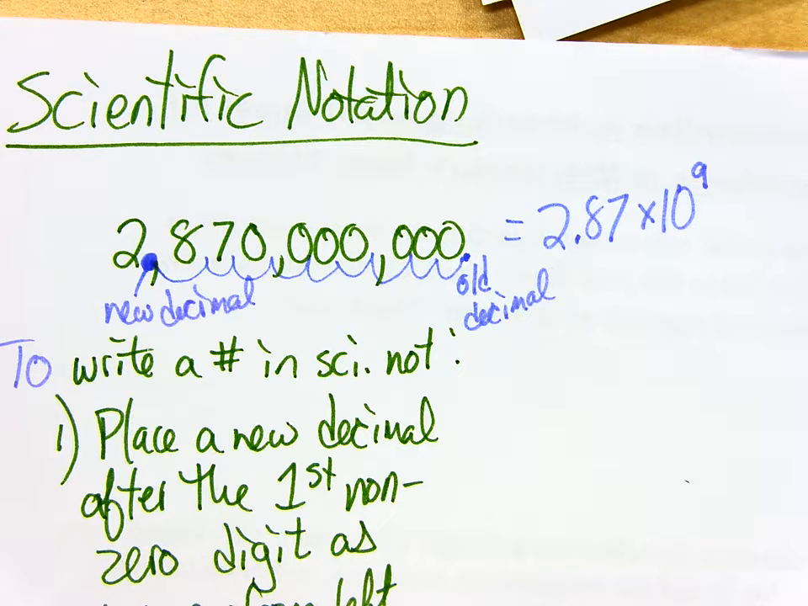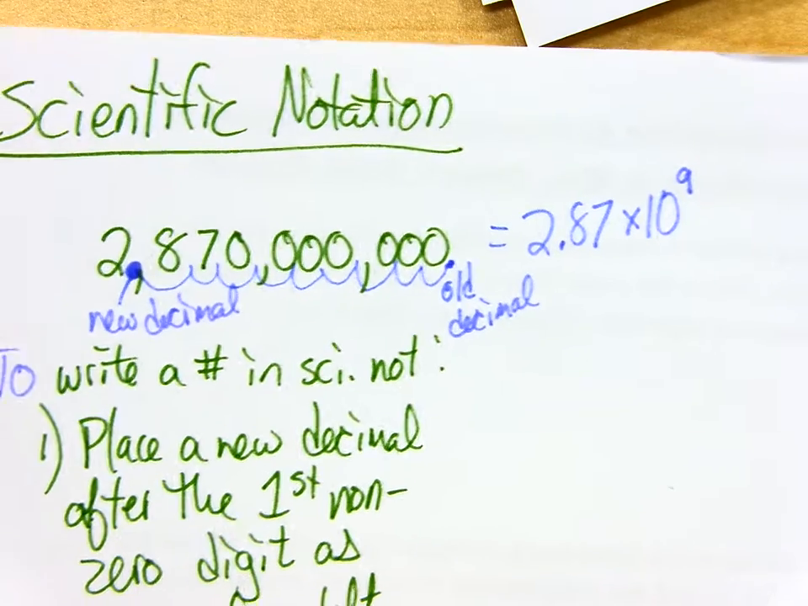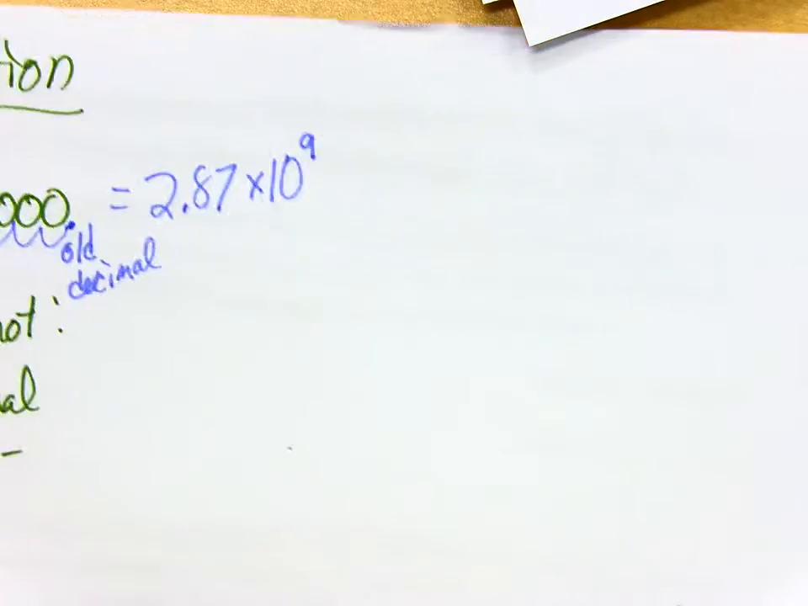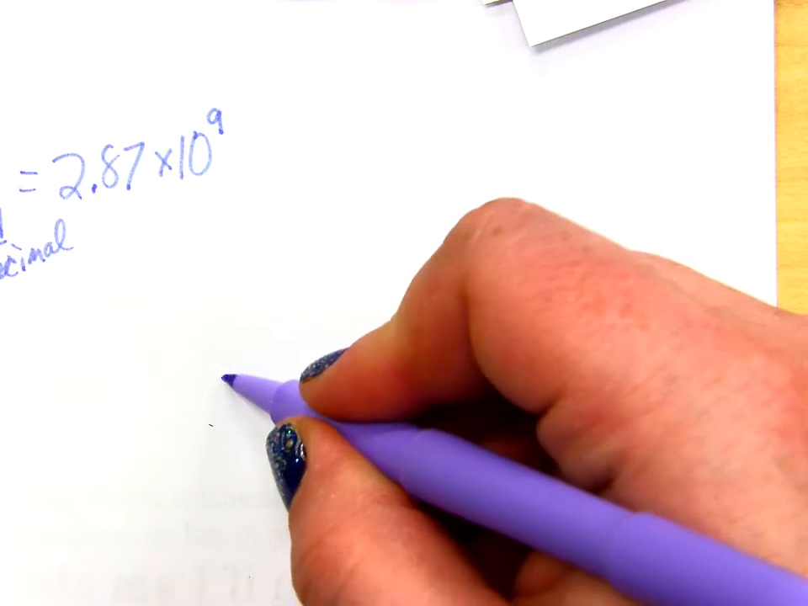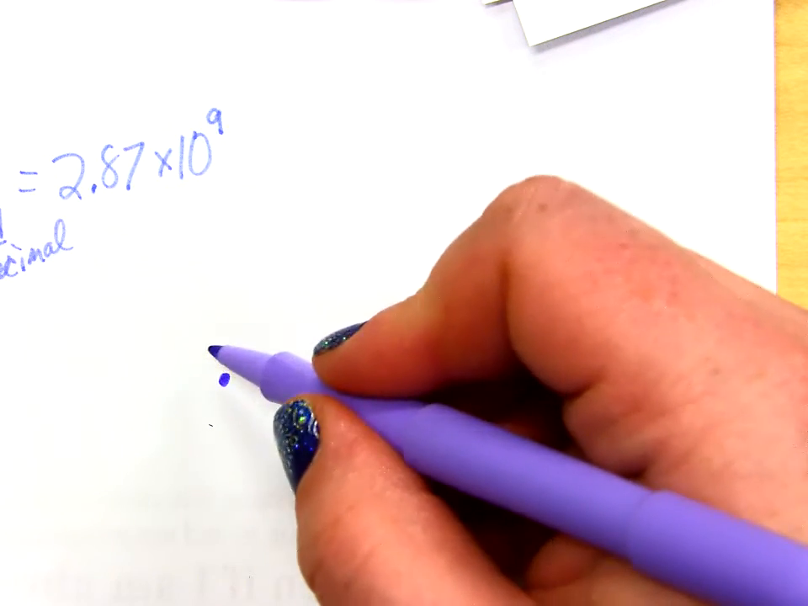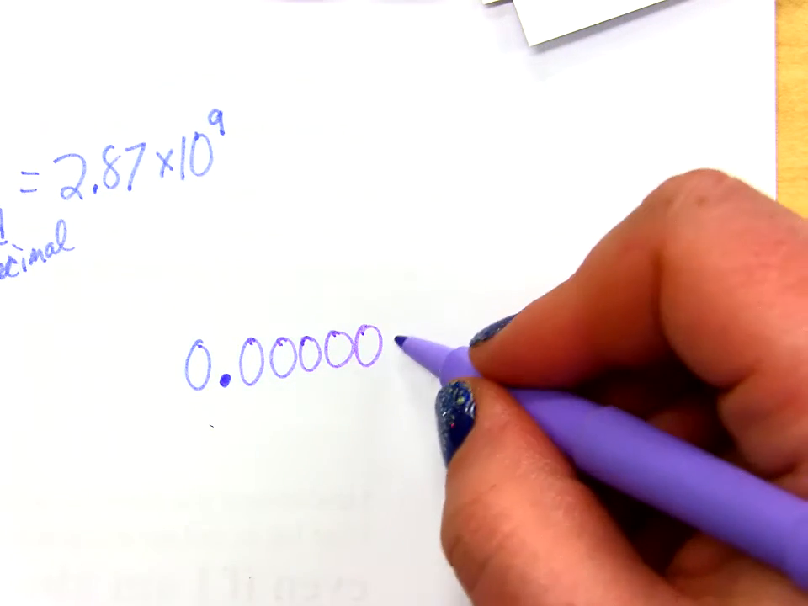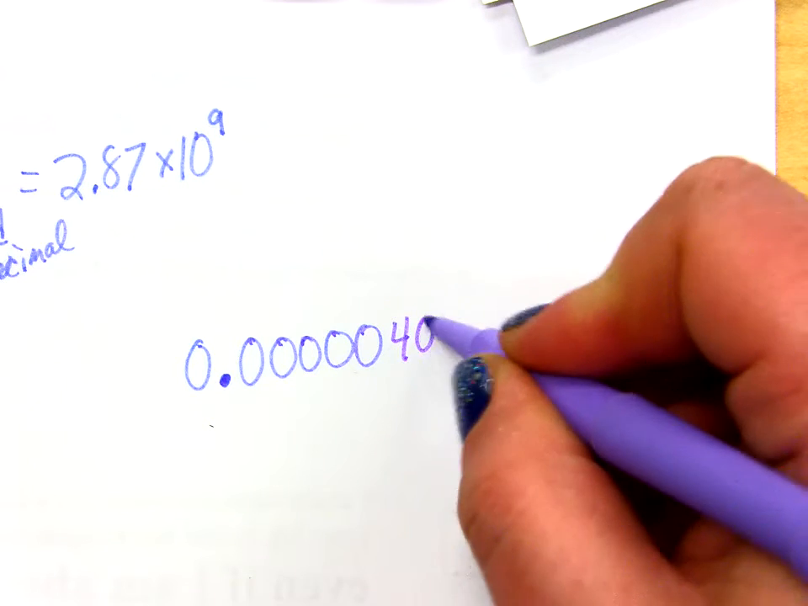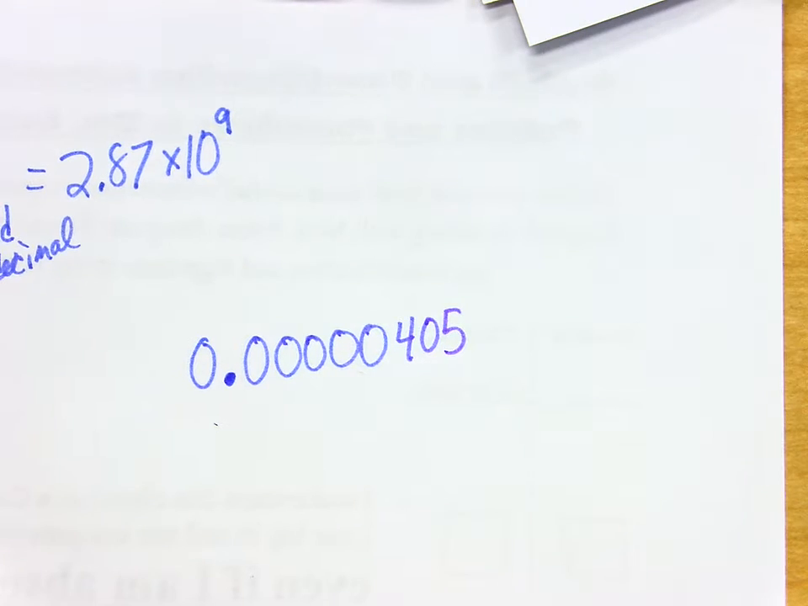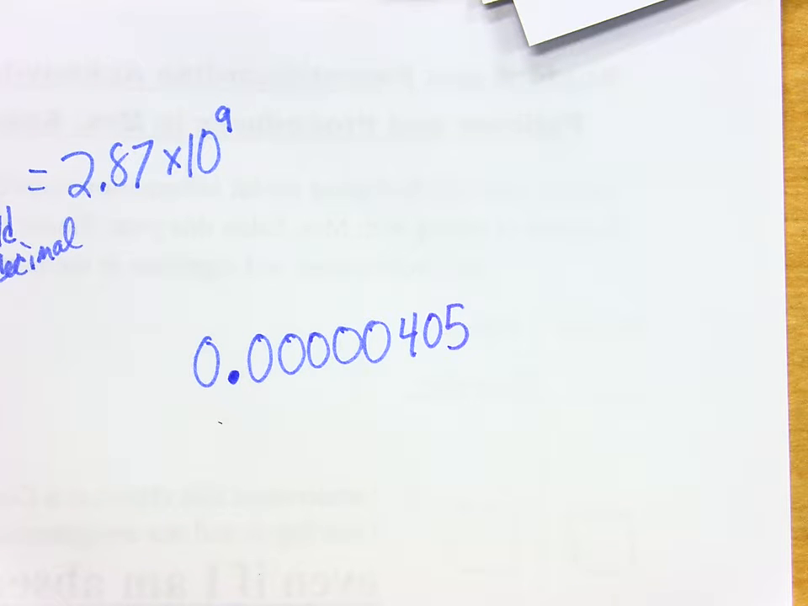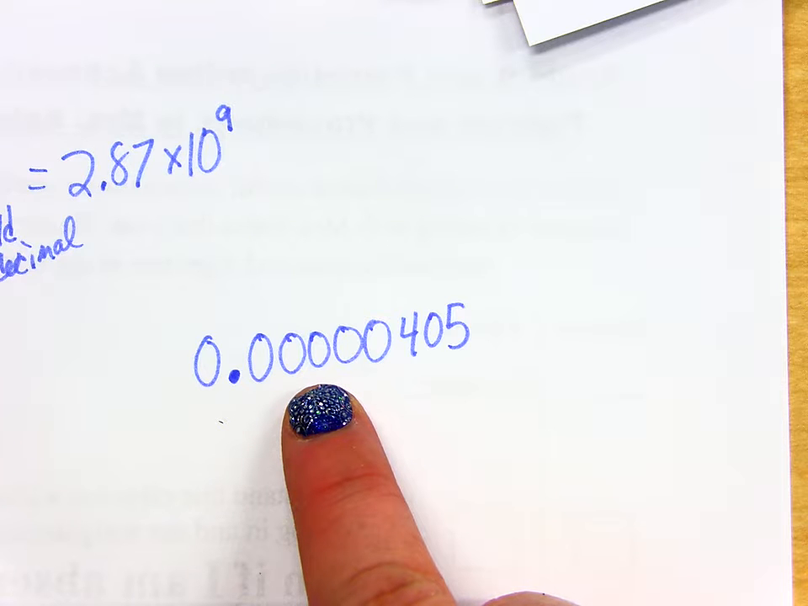Okay, let's do a teeny tiny number. Let's do a decimal. So let's say I had the decimal. Well, now, if you're representing a little number like this, your exponent's going to be negative. That's the only difference. Here's another way to think about it. If you always think about the number as money, if the number is $1 or more, it's positive. If it's less than $1, it's negative.